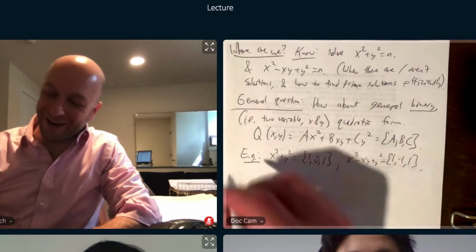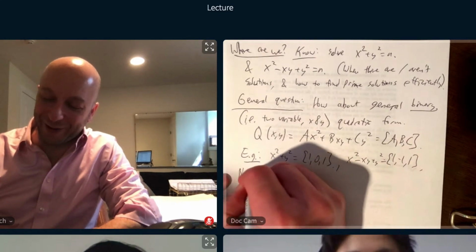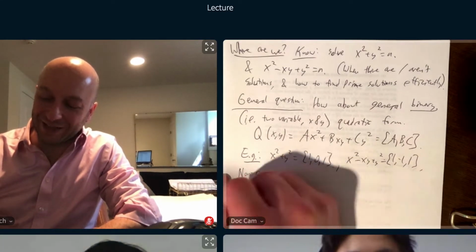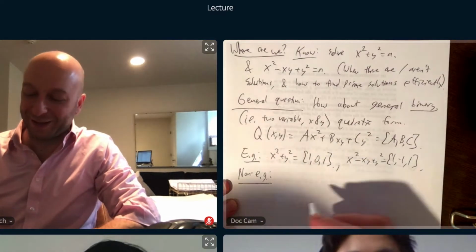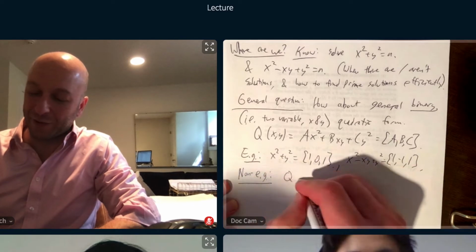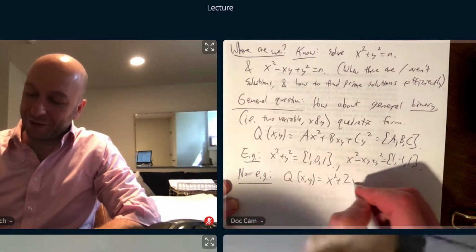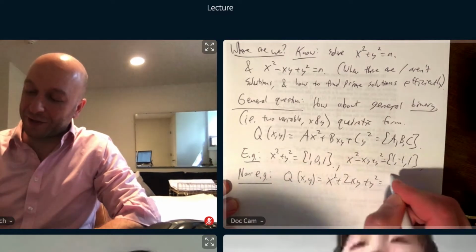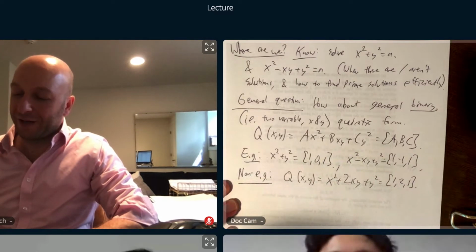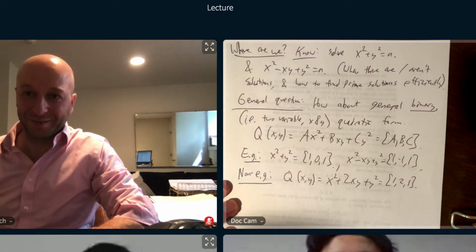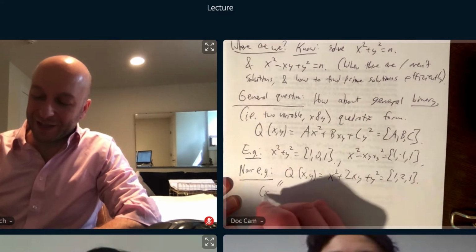Okay, very good. So here's a non-example. Well, it's definitely an example of a quadratic form, right? Exactly, Dependra. That's exactly what the problem with this one is. So here's a quadratic form: x squared plus 2xy plus y squared. So this is the quadratic form 1, 2, 1. And Dependra has already explained what's wrong with this one. What's wrong with this being a quadratic form is that this is x plus y squared.